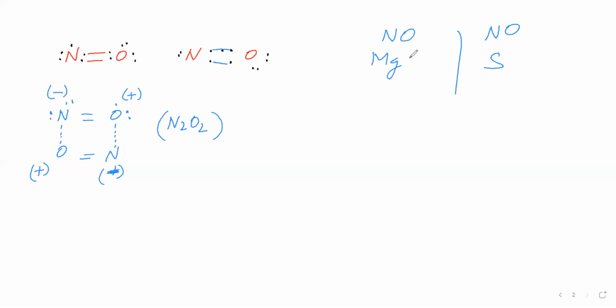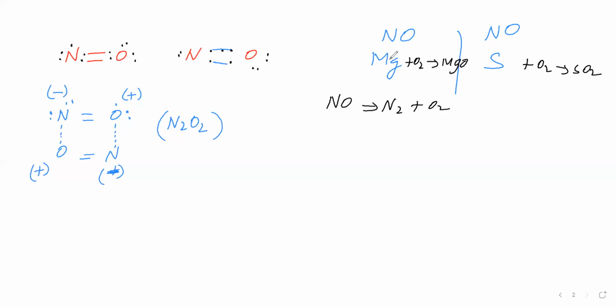Magnesium is burning with oxygen to give magnesium oxide by liberating energy. That liberated energy is enough for decomposing NO into N2 and O2. This O2 is taken by magnesium for continuous burning. Sulfur is burning with oxygen to give sulfur dioxide. It is liberating energy, but this liberated energy is insufficient for the decomposition of nitric oxide. So nitric oxide is not decomposing and not giving oxygen. So sulfur is not getting oxygen for continuous burning.